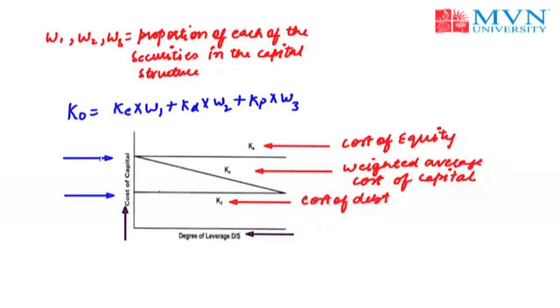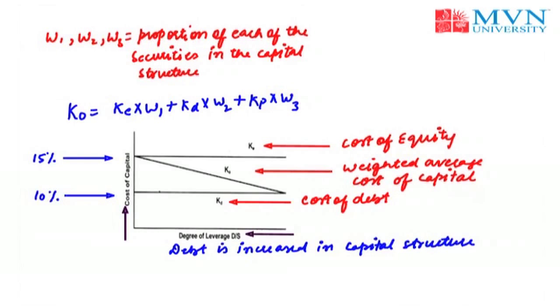Suppose in this model the cost of debt is 10%, then the cost of equity will be more than the cost of debt and it will be 15%. You can easily see from the example that whenever the degree of leverage is increased, that is whenever the debt is increased in the capital structure, the weighted average cost of capital starts to decline.